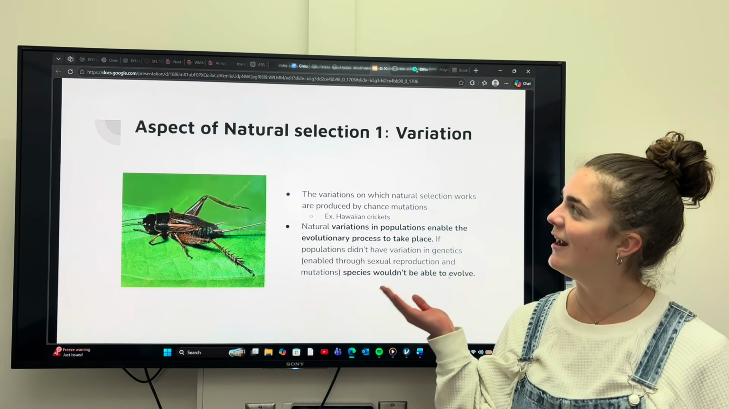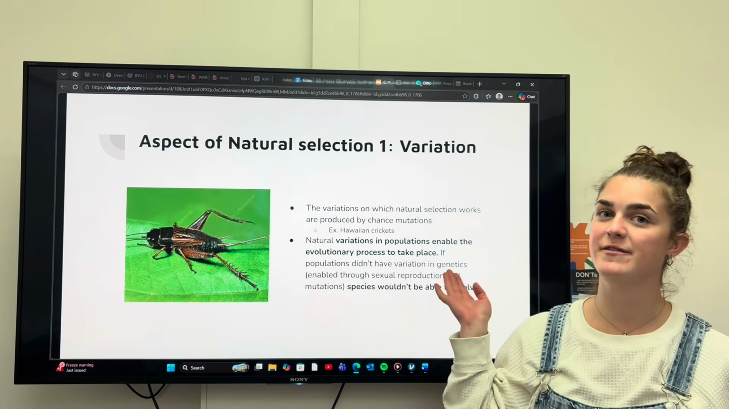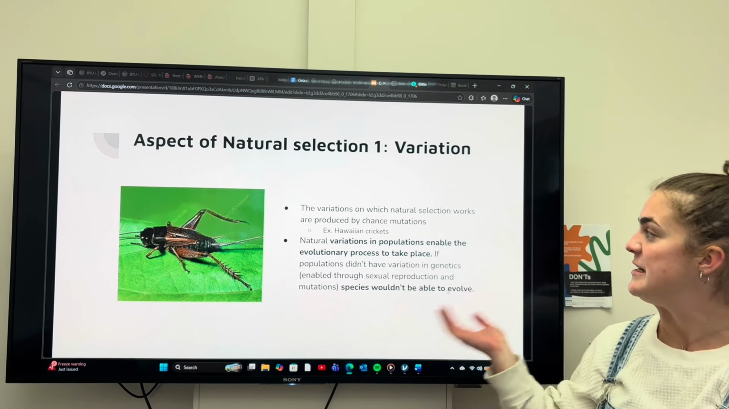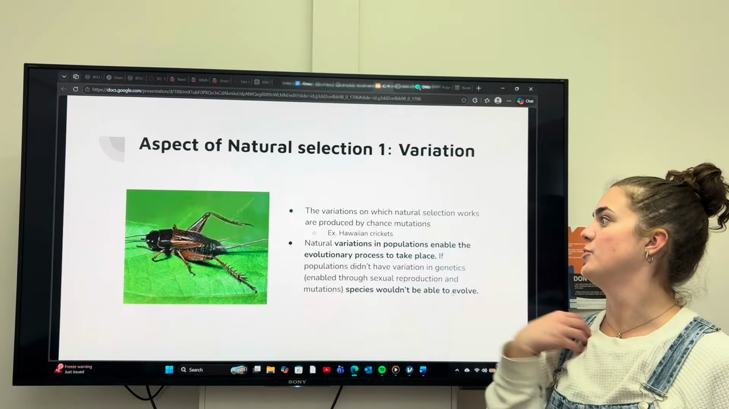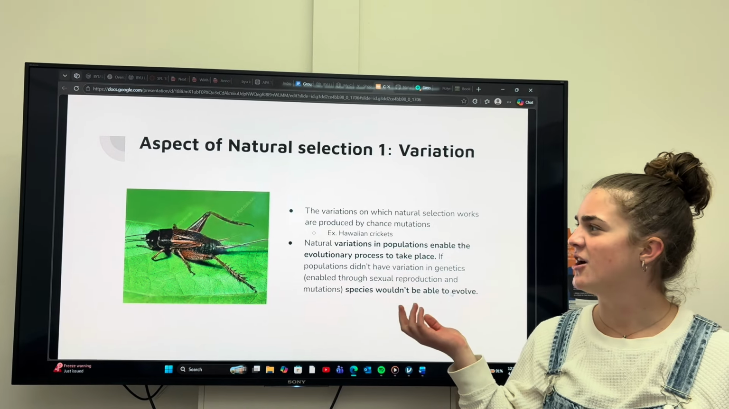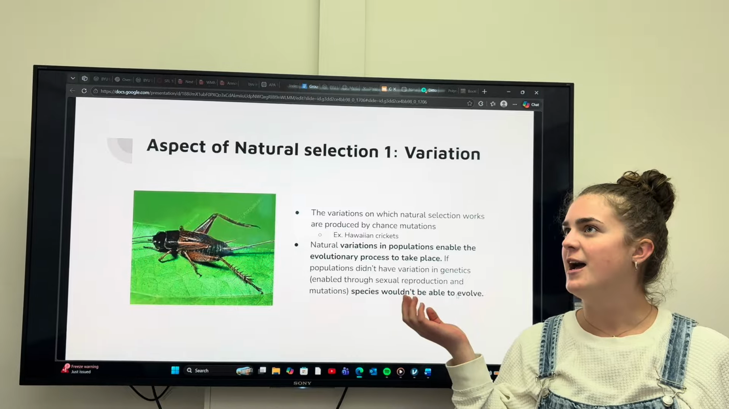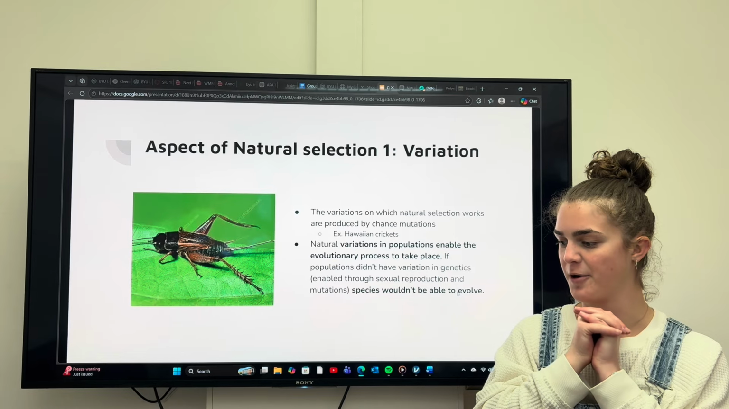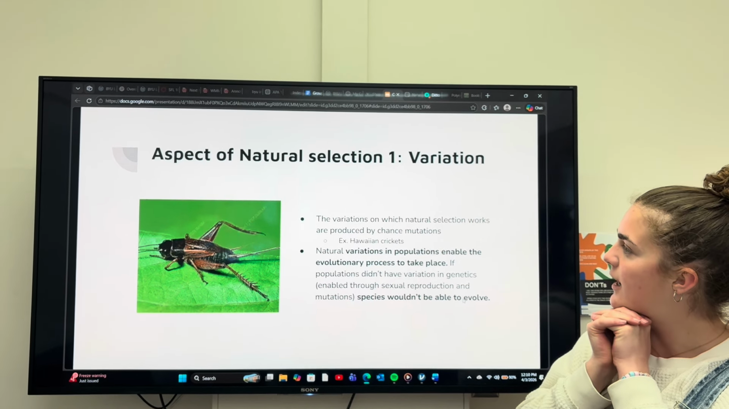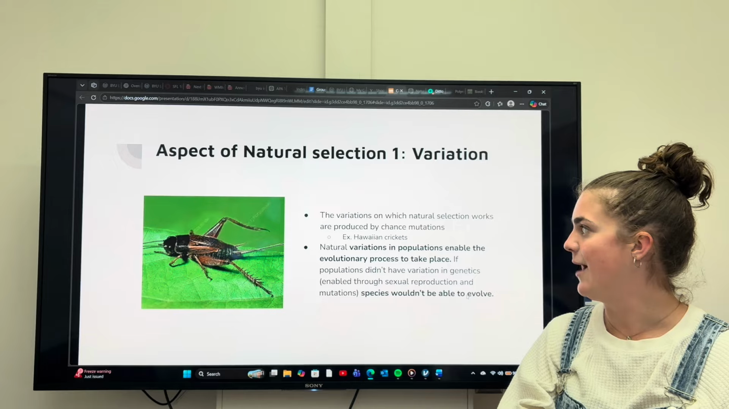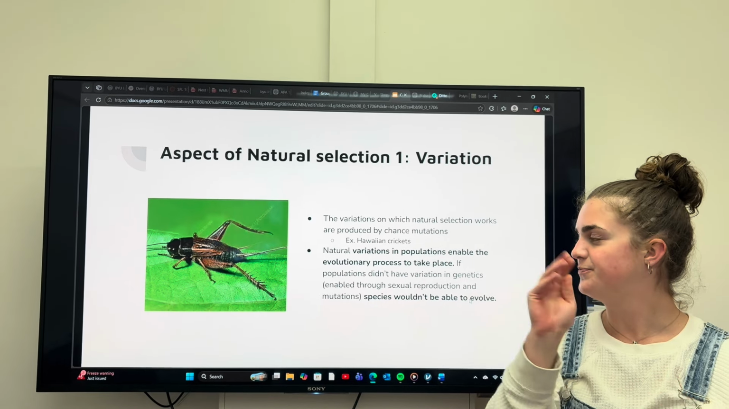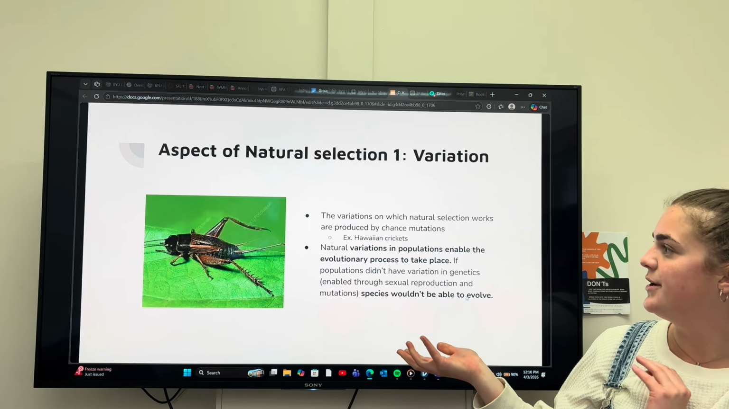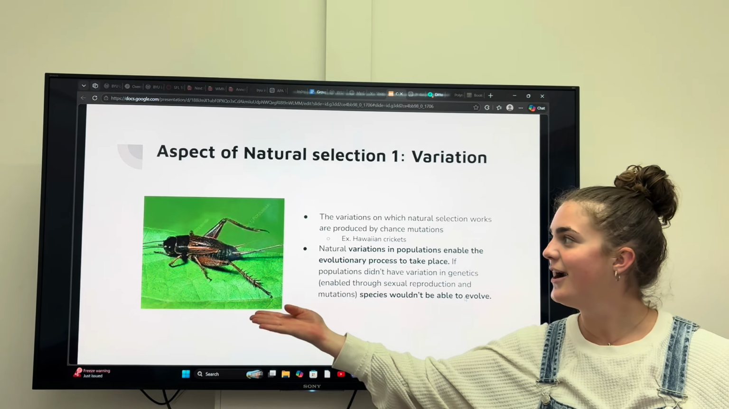I'll be presenting on aspects of natural selection. The first one is going to be variation. So there are variations in species that allow for natural selection to work. And these variations are either produced by just the crossover of genetics when gametes interact and form an eventual zygote, or during regular mutations that can happen while the specimen is alive. So an example of this would be the Polynesian cricket right here.